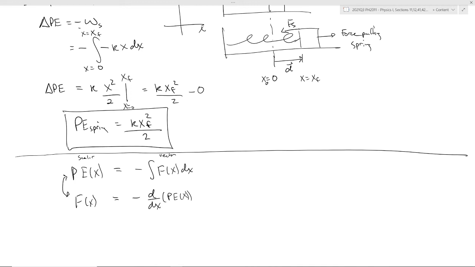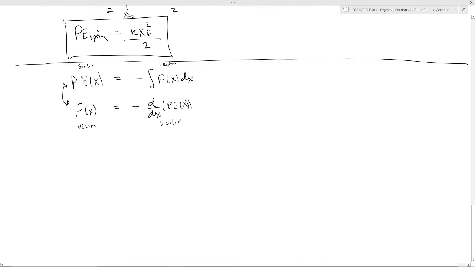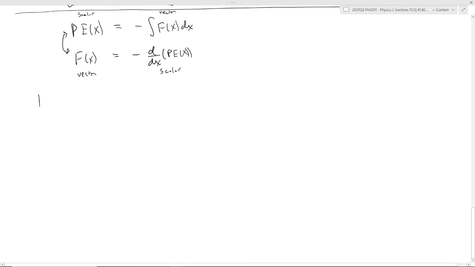So if we're going the other direction, from a potential energy, a scalar, to a vector, our derivative operation has to impart some direction. So let me show you what that looks like exactly. The derivative operation that you do is called the gradient. And what it looks like is this.